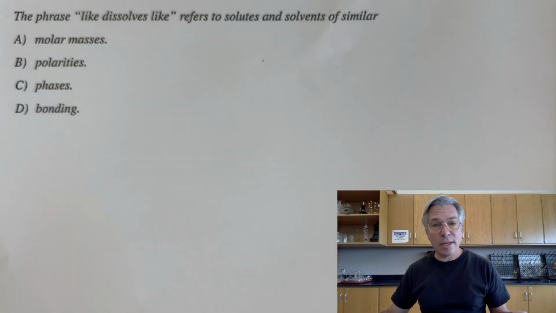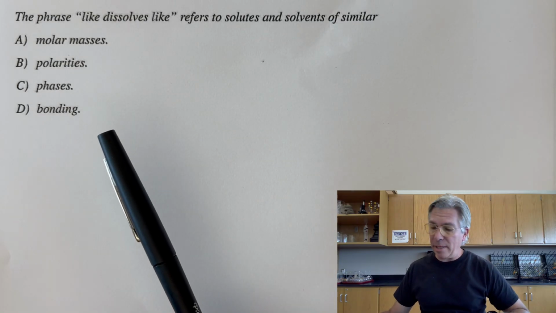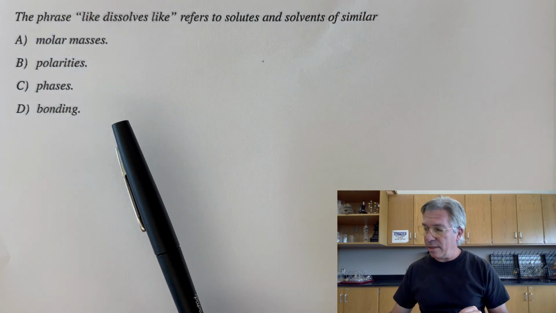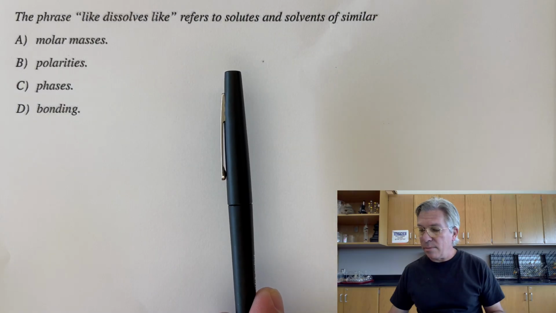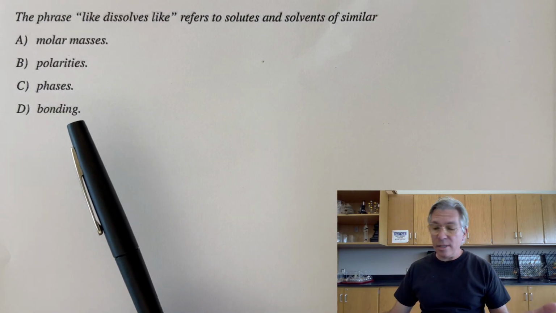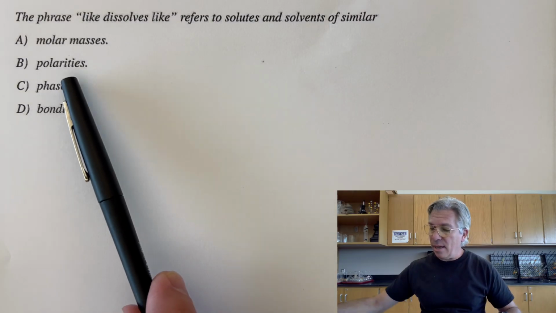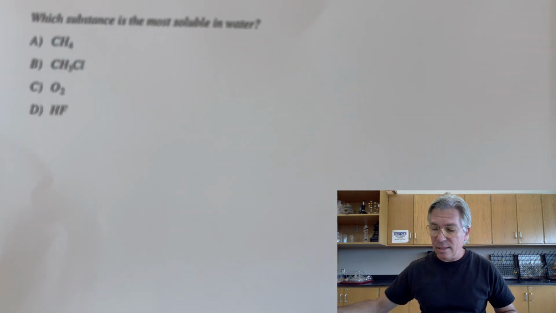And now it's time to look at a few questions. These are typical of the types of questions you're likely going to be asked. So let's get started. The phrase "like dissolves like" refers to the solutes and solvents of similar molar masses, polarities, phases, or bonding. And hopefully you got this one pretty quickly, and that is the similar polarities. So similar polarities, similar intermolecular forces, and similar solubilities.